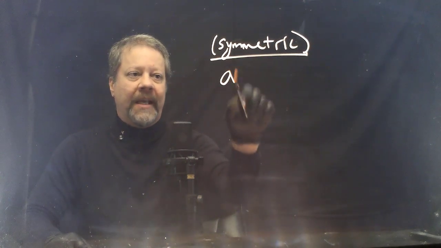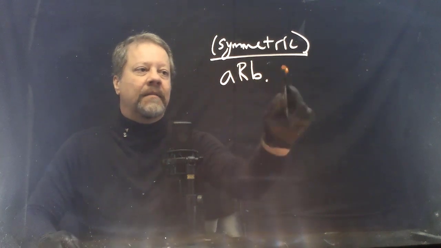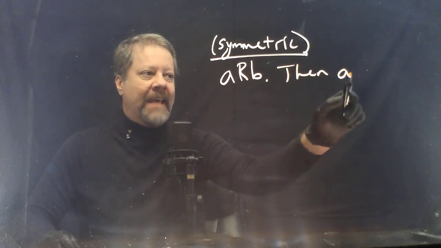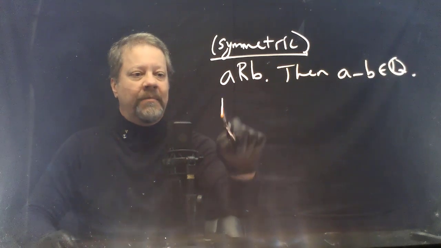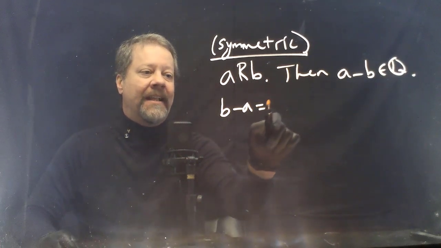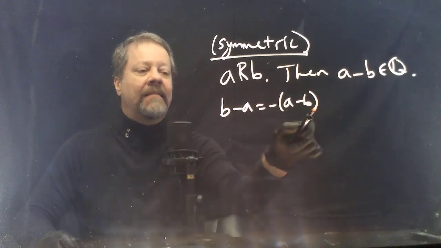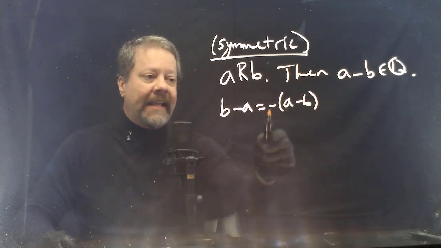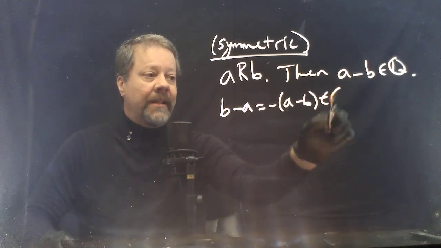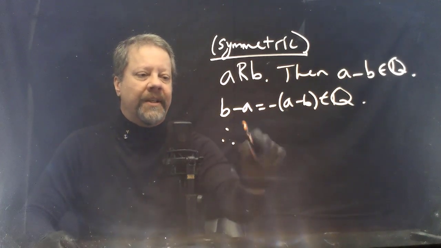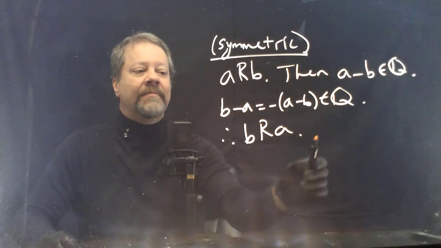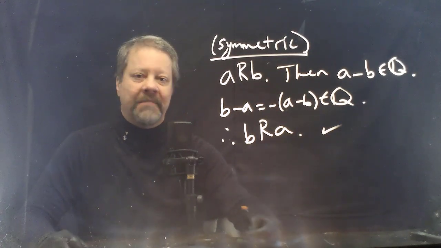Let's suppose A is related to B. Then A minus B is an element of the set of rational numbers. But B minus A is the negative of A minus B, and taking the negative of a rational number still gives you a rational number. We deduce then that B is related to A, and so that gives us symmetry.